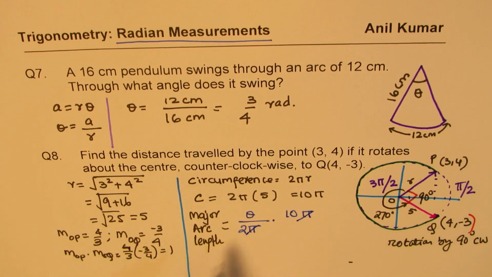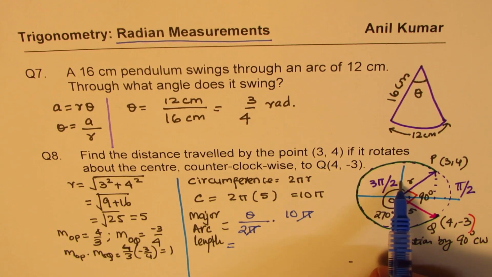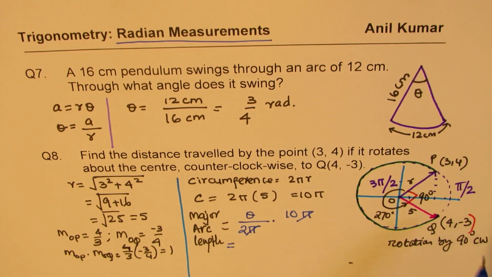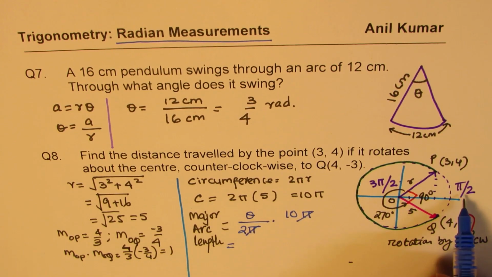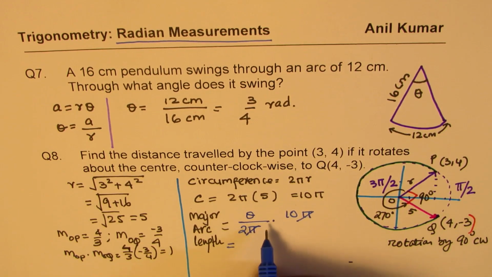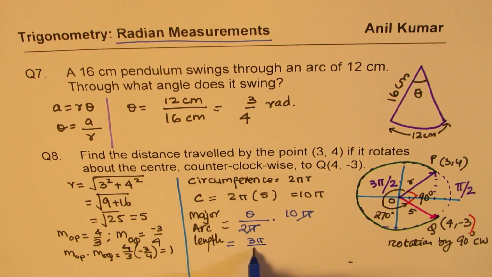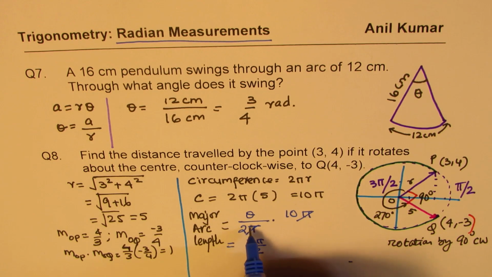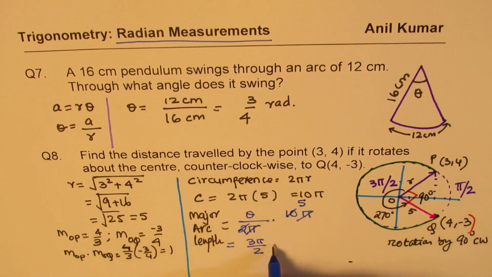So this pi cancels. And what is theta for us? Theta is 3 pi by 2, right? So 1 pi by 2, 2 pi by 2, 3 pi by 2. Correct? So from a total of 2 pi, we'll take away pi by 2. So that is how we get 3 pi by 2. We already have, so this 2 goes 5 times. Is it okay? Times 5. Correct? So from here, we get the length as 15 pi by 2. That is the exact answer for us.